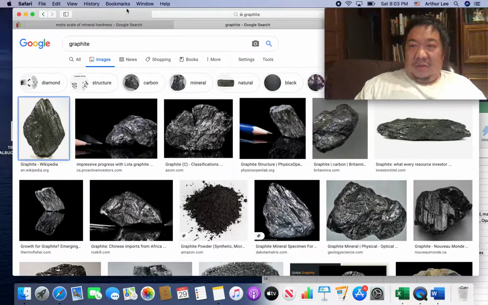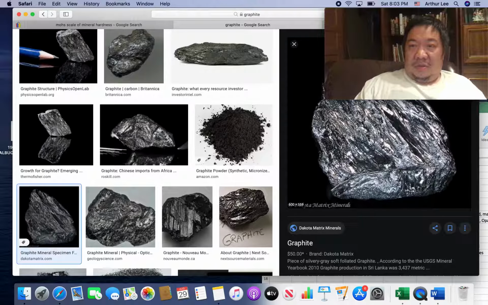Next mineral we're going to look at is called graphite. Graphite is grayish in color, and if you rub it against a piece of paper, it'll write, because that's what pencil lead is made of, graphite. Graphite is used to make lubricants, such as WD-40. It's also used to make pencils.